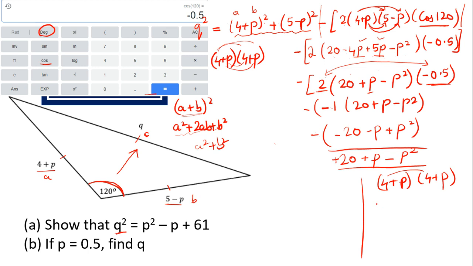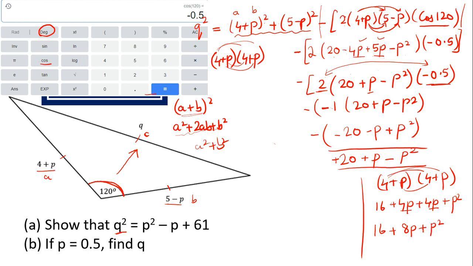First of all, 4 times 4 gives me 16. And then 4 times p gives me 4p. And then p times 4 again gives me another 4p. And then p times p gives you p squared. So 16 plus, because the 4p and the 4p are like terms for each other, I'm going to do 4 plus 4, that's 8p, and then plus p squared.